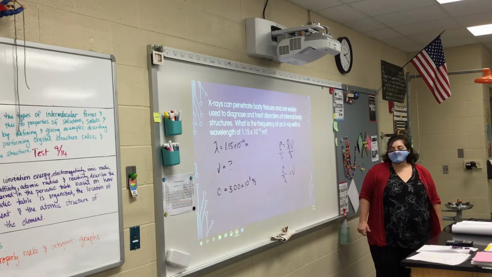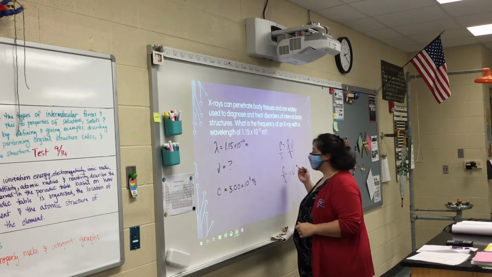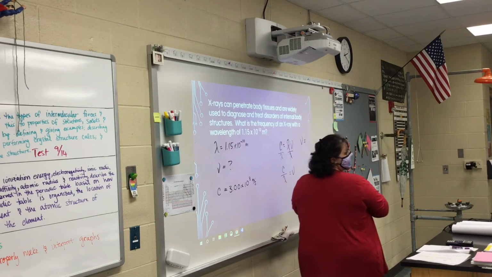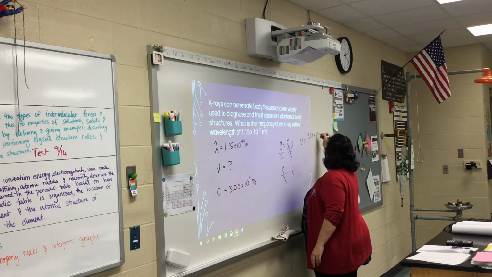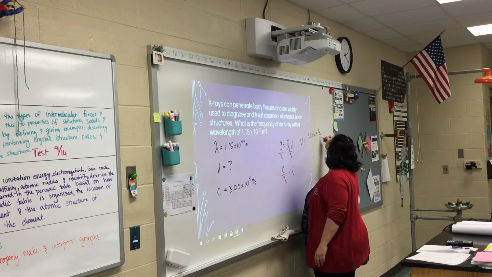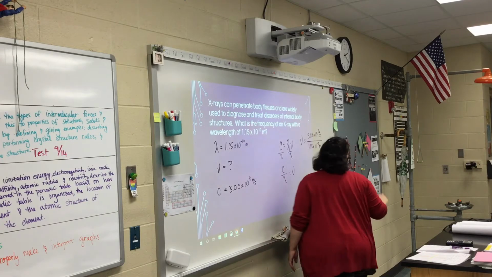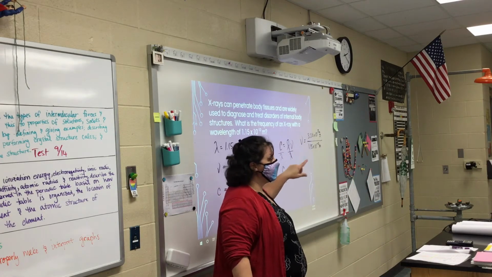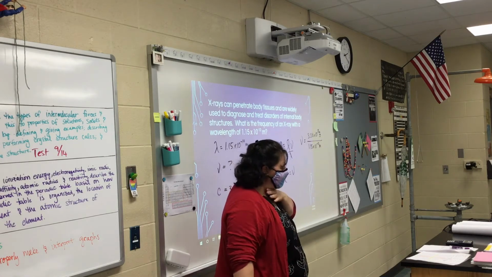Yeah. So now let's go ahead and put the numbers in here. So we've got frequency equals 3.00 times 10 to the 8 meters per second. And we're going to divide that by the 1.15 times 10 to the negative 10 meters. And now it's just a math problem. Okay? So let's talk about the math.